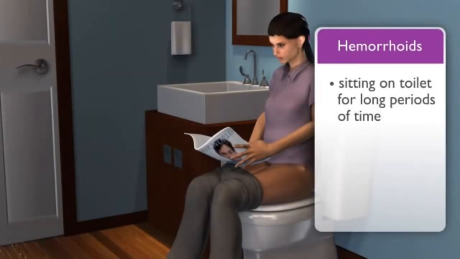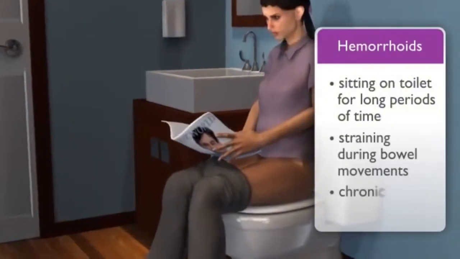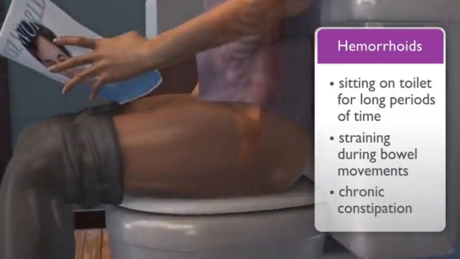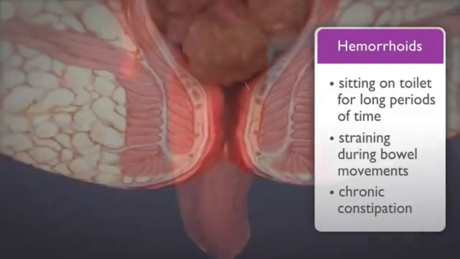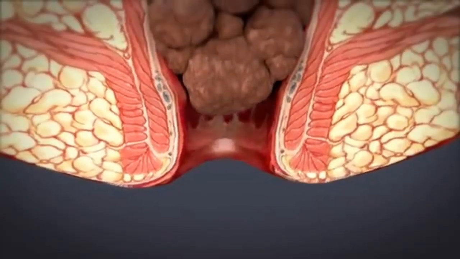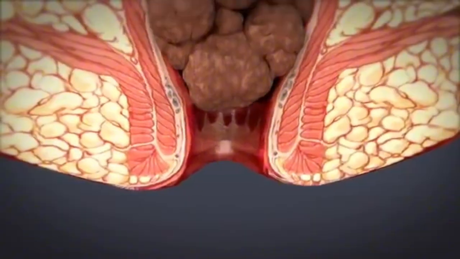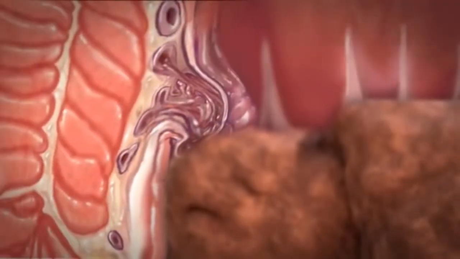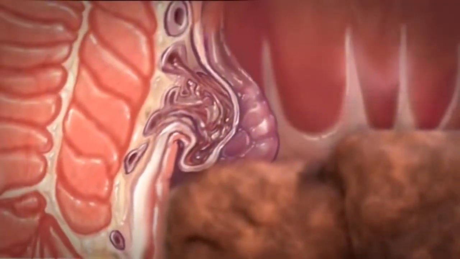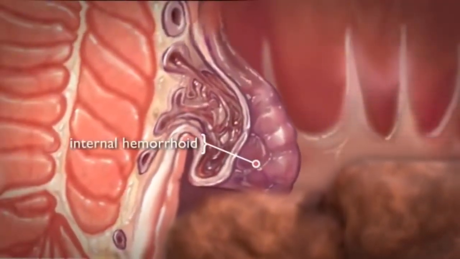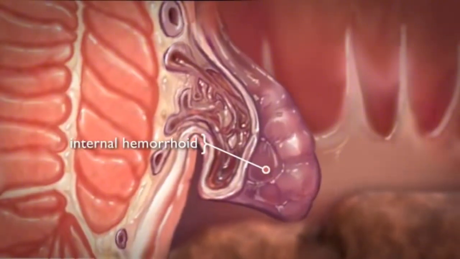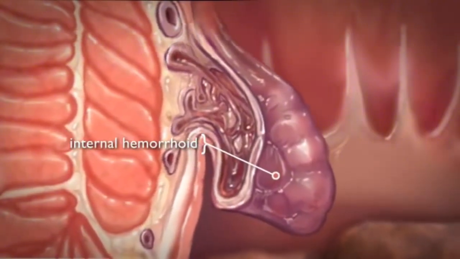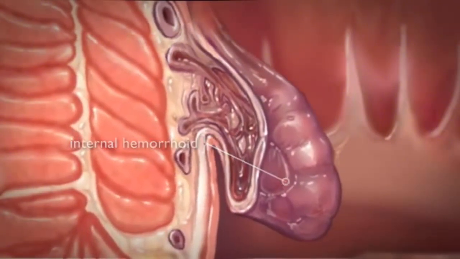Sitting on the toilet for long periods of time, straining during bowel movements, and chronic constipation can all put pressure on the veins in your anus and lower rectum. The pressure can inhibit the flow of blood so that the veins bulge or swell, producing the condition known as hemorrhoids. Some hemorrhoids are internal, lying inside the rectum. You can't see or feel them, and since the area lacks pain receptors, they usually don't cause discomfort.